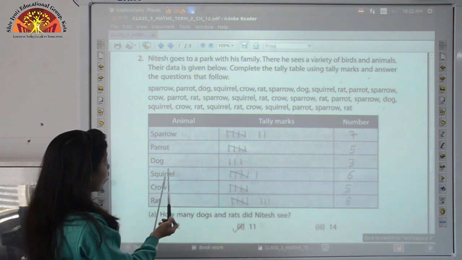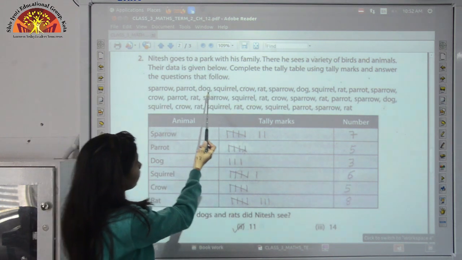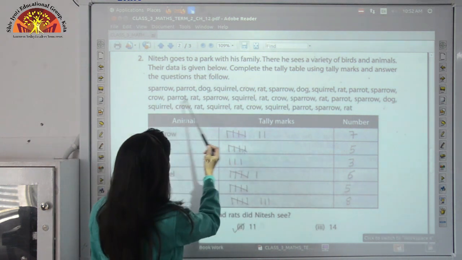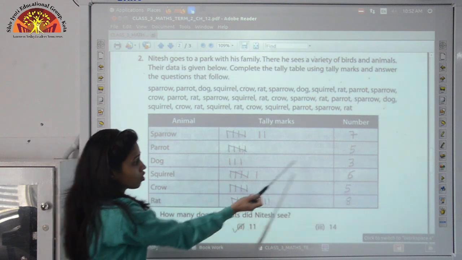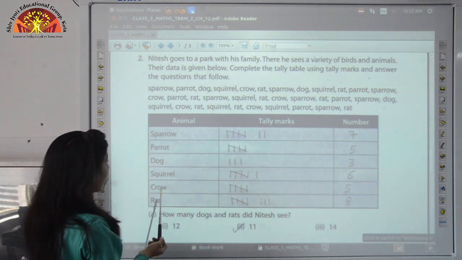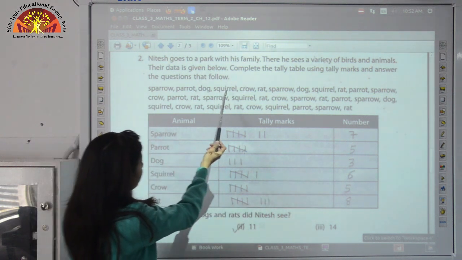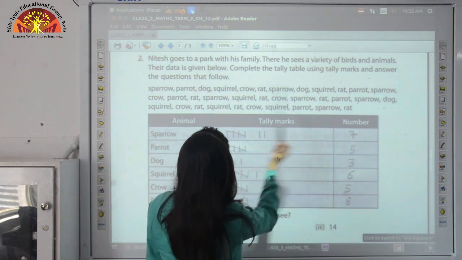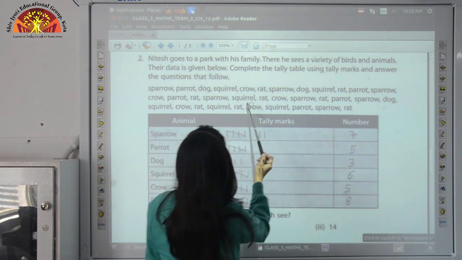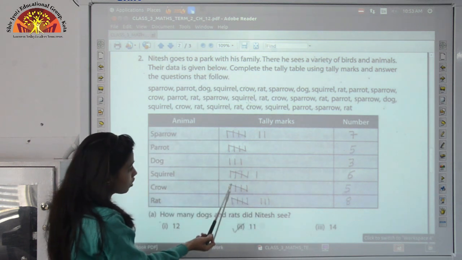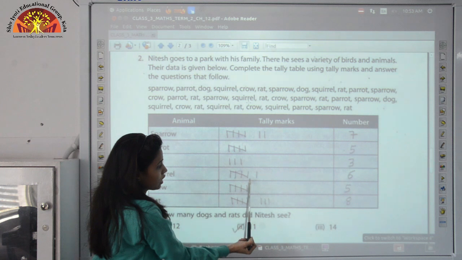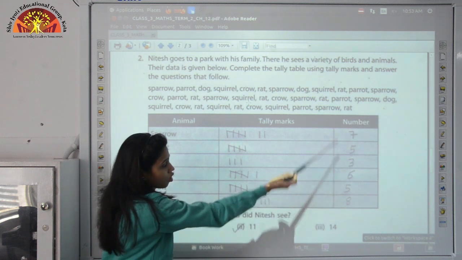Now moving on to dog. How many dogs are given? 1, 2, then 3. That's it. So 3 dogs are there. Now moving on to squirrel. 1, 2, 3, 4, 5 and 6. So 6 squirrels are given. So we will draw these vertical lines and we will write 6 over there in the column of number.